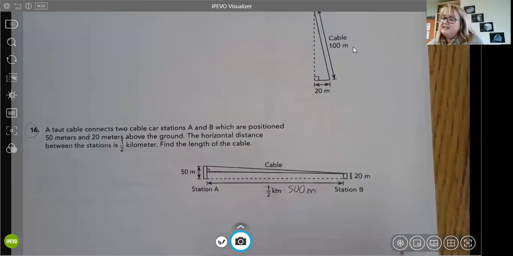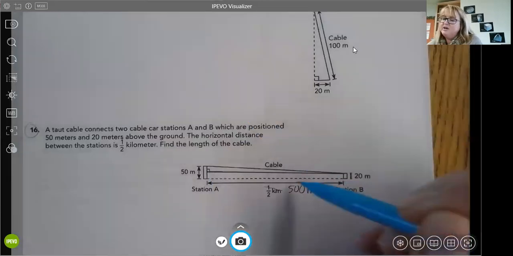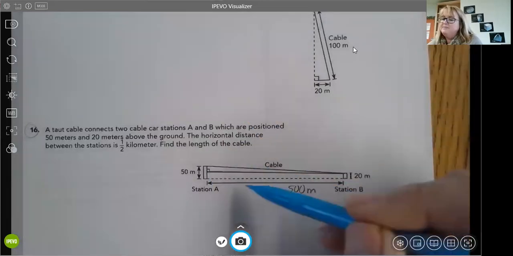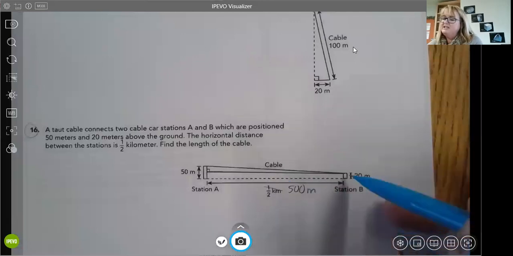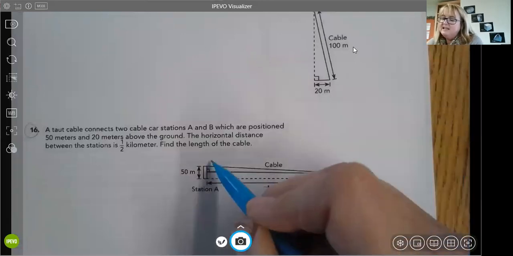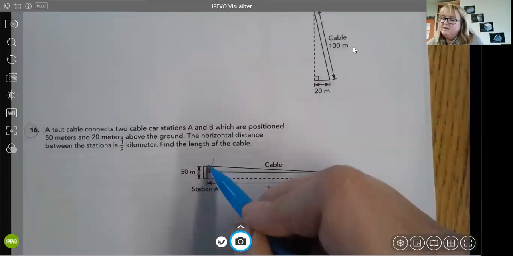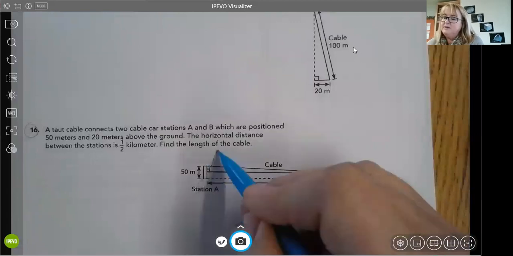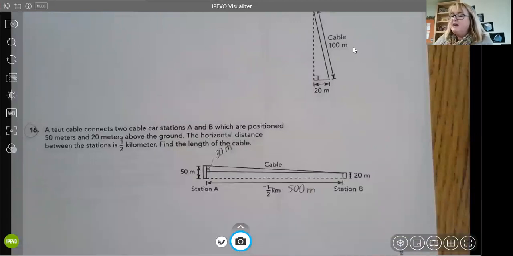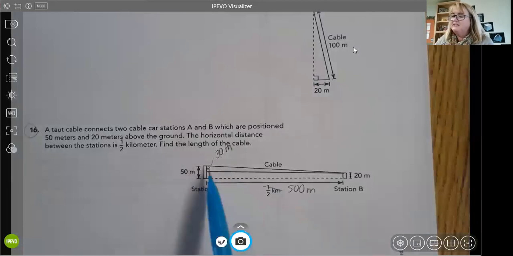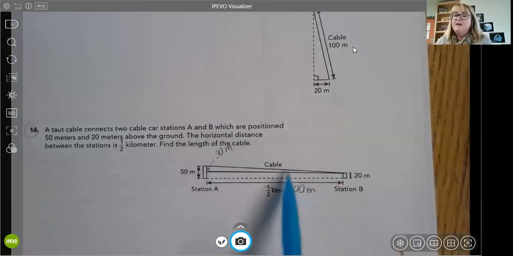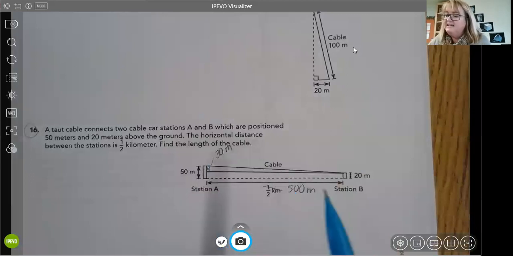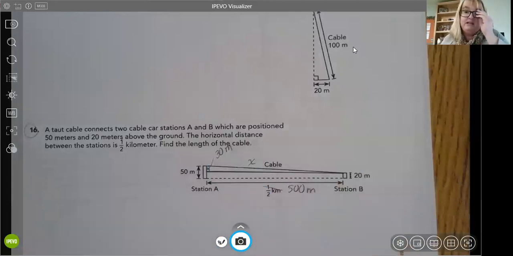Okay. The second thing is, in order to make this a right triangle, I had to move this base up 20 meters in the air. So the length of this is going to be 50 meters, but it's 20 meters closer, so it's going to be 30 meters. Okay, so to find the length of the cable, it's going to be 30 meters, 500 meters, and then x. The question is x. Is x a leg or a hypotenuse? And it is actually the hypotenuse.